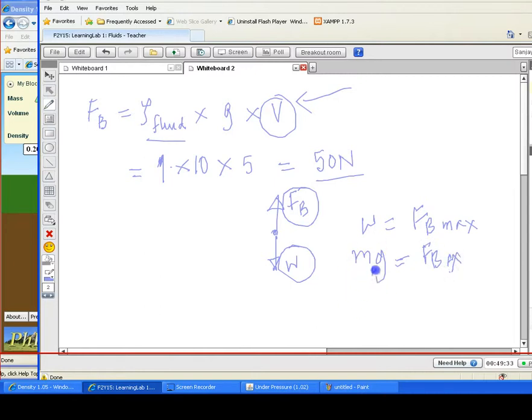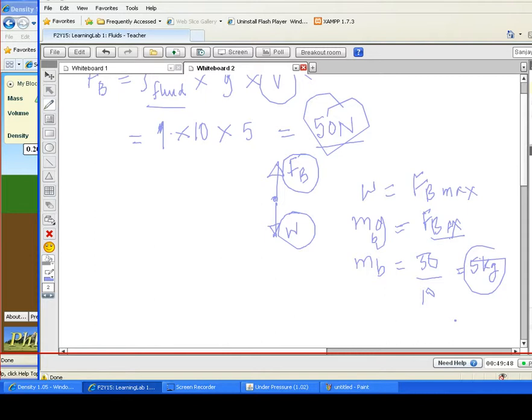Weight is mass times gravity. This is the mass of the block. So the mass of the block must be equal to FB max, which we calculated to be 50, divided by 10, which is 5 kilograms. What will be the density of the object? If its mass is 5 kilograms, we saw that the density of the block must be equal to 1.